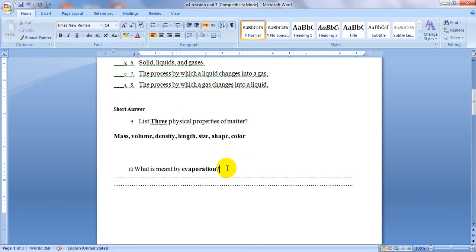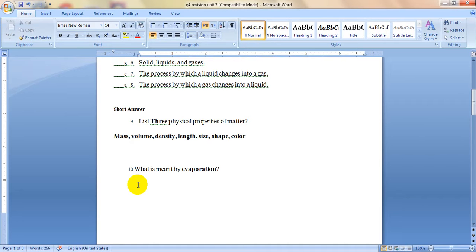The next question, what is meant by evaporation? What does it mean, the evaporation process? It's a process by which a liquid will change to be a gas by adding a lot of heat. This liquid gets a lot of heat, so it changes to be gas, or the temperature of the liquid increases. And don't forget that evaporation is a physical change. So what is meant by evaporation?